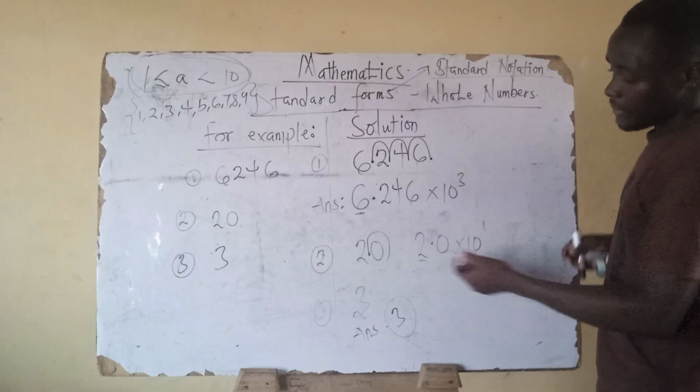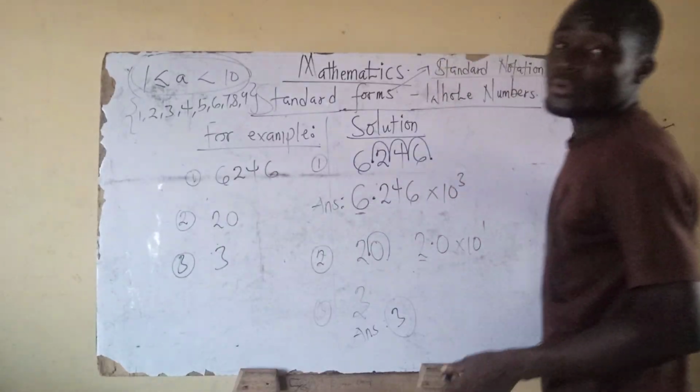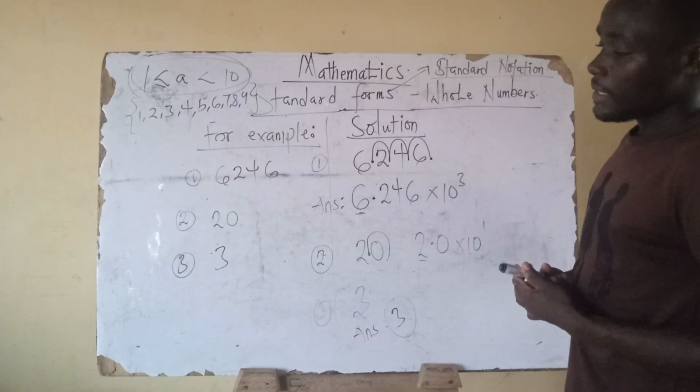Right, with me. Now the 20 here, 20 is not part of it. That is why we move the decimal point to the left hand side. I believe it is clear.